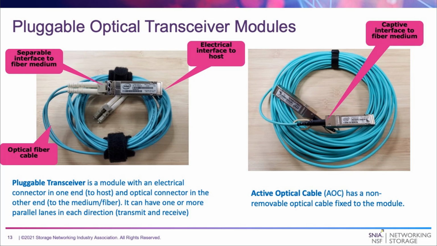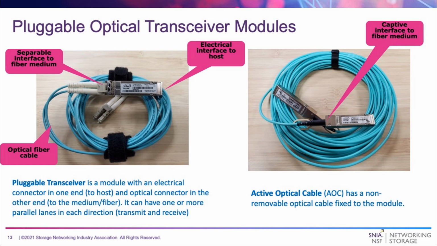If we talk about the pluggable transceiver on the left-hand side, it's a module itself in which the fiber can be separated from the pluggable transceiver. In this case, there's an electrical interface to the host. There's a separable interface so that the fiber can be physically disconnected, and we have an optical fiber cable. It may have one or more parallel lanes in each direction representing transmit and receive, depending on the physical layer specification.